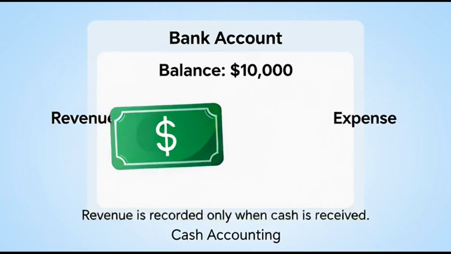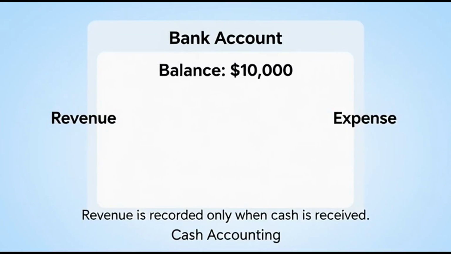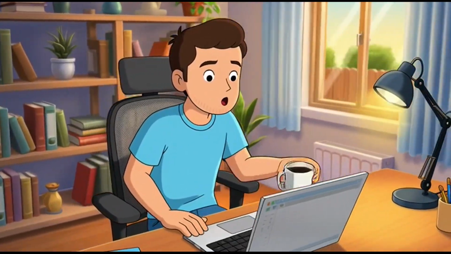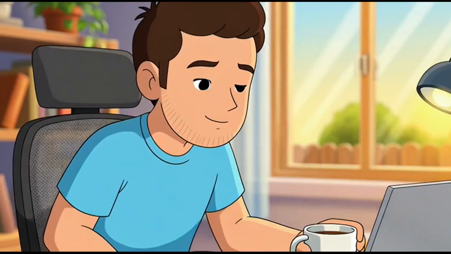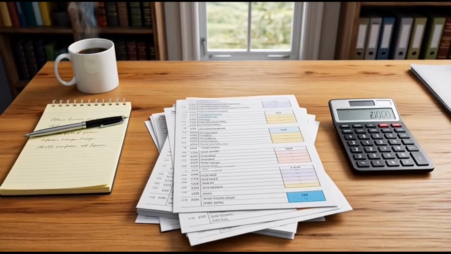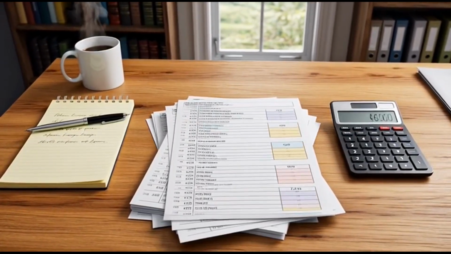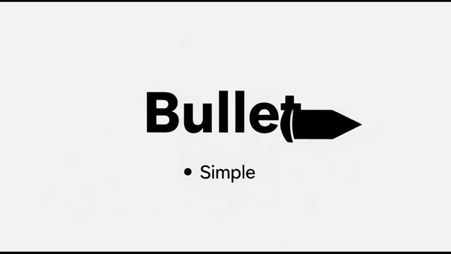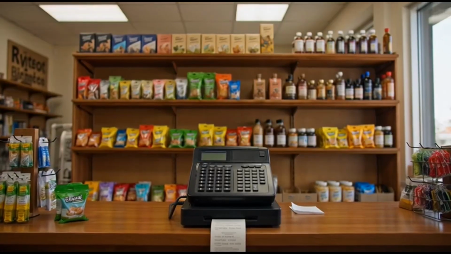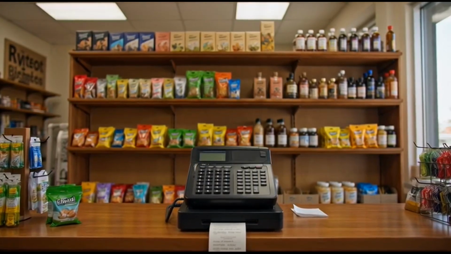Under cash accounting, revenue is recorded only when cash is received, and expenses are recorded only when cash is paid. If no cash moves, nothing is recorded. For example, if you provide consulting services in January but receive payment in February, revenue is recorded in February. This method focuses purely on cash flow. That makes it simple and easy to manage. It is popular among freelancers, small businesses, and startups. However, cash accounting does not always show the full financial picture.